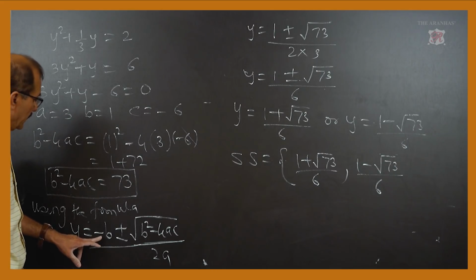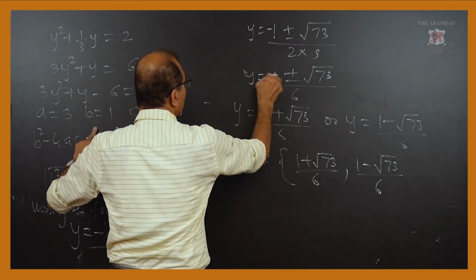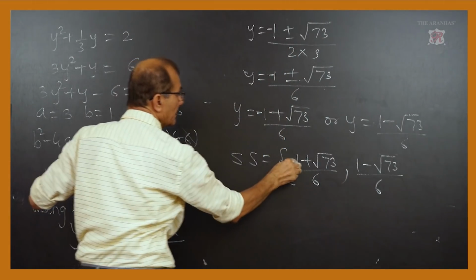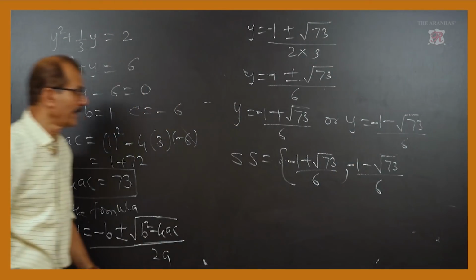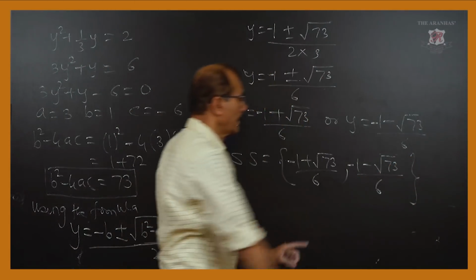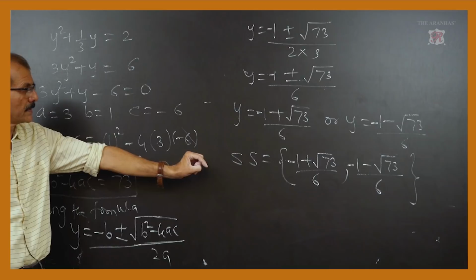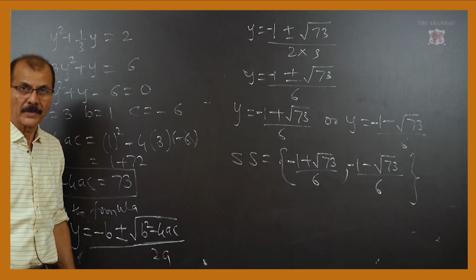Minus b, I made a mistake here, minus b. So, b is 1 here, so it will be minus 1. So, this completes the solution for the given sum. So, these are the roots of the given equation, right.